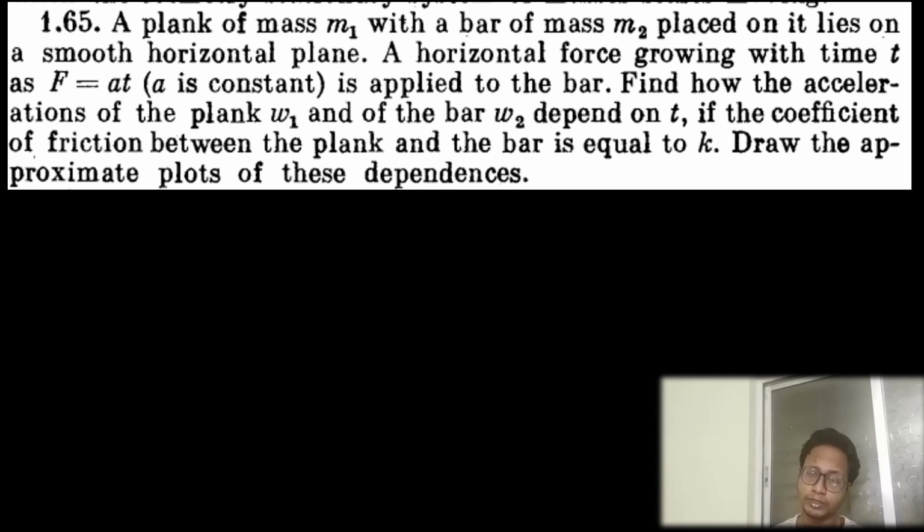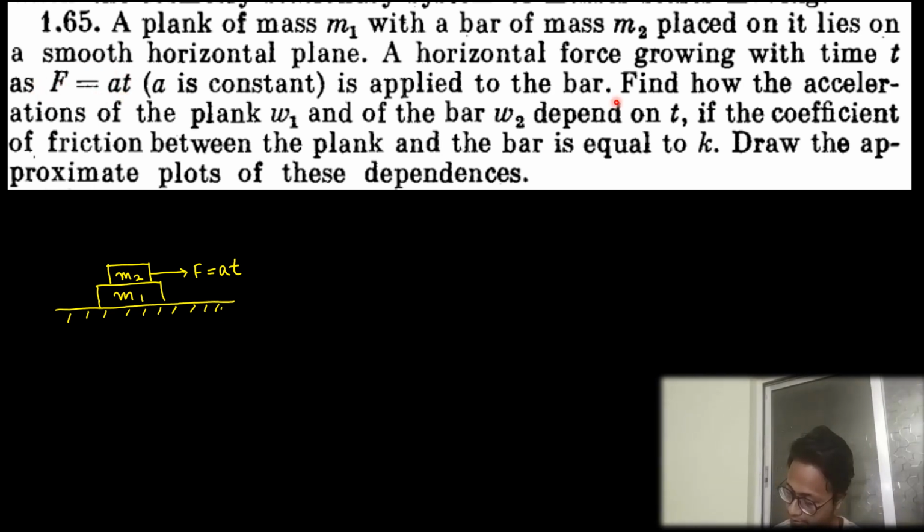Achha, so look at this question. In this question what is being said is that there is a ground. On top of this ground, a block of mass m1 is kept. On top of mass m1, another block of mass m2 is kept. And this m2 experiences a force that is varying with the time and given by the relation F equals at, where a is nothing but a constant.